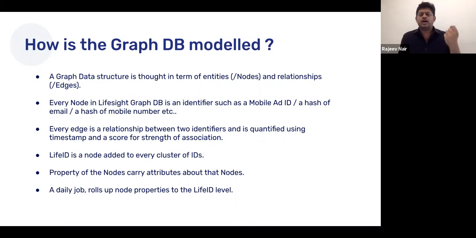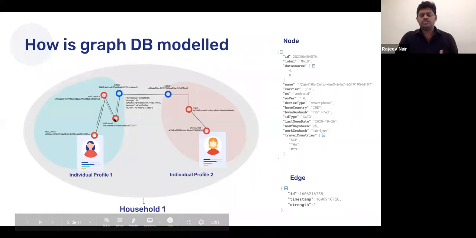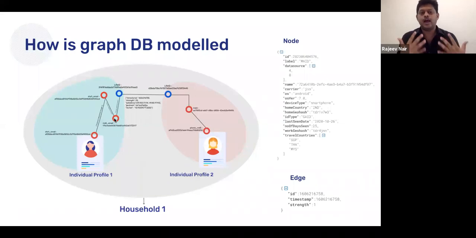So Life ID identifies the cluster to be an individual or a household. This is better explained in this particular diagram, right? You see a lot of red nodes here. These red nodes are identifiers that we collect from a lot of places. Blue nodes are Life IDs, which are artificially assigned to every node that meets a certain threshold of quality in terms of recency, frequency, and strength, by which we infer that they can be grouped to an individual.